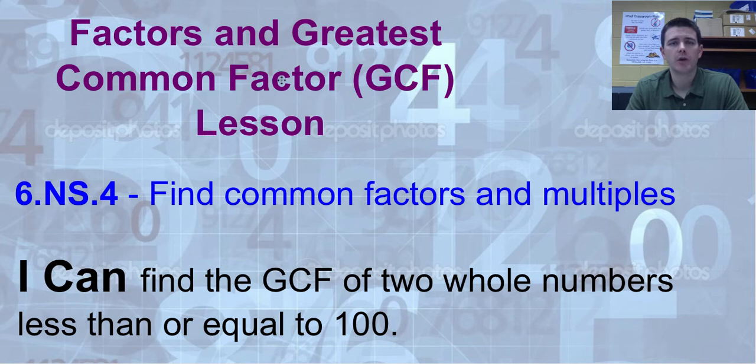Start with your title up front, Factors and Greatest Common Factors lesson. Our learning target, 6NS4, find common factors and multiples. And then our I can statement. I can find the greatest common factor, the GCF, of two whole numbers less than or equal to 100. That's our goal for today.